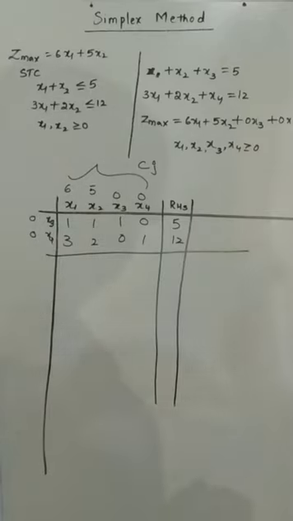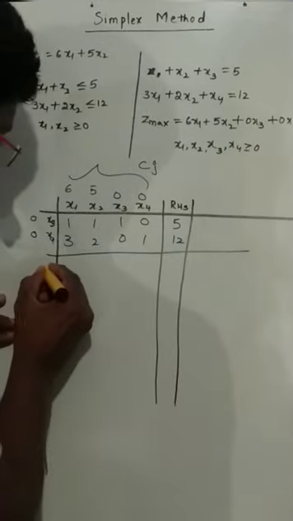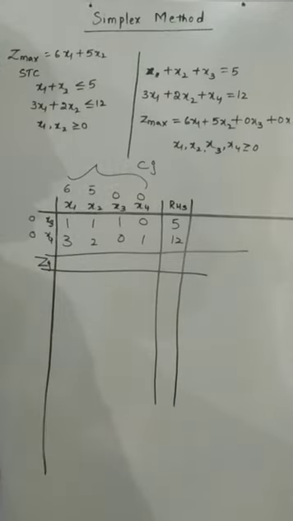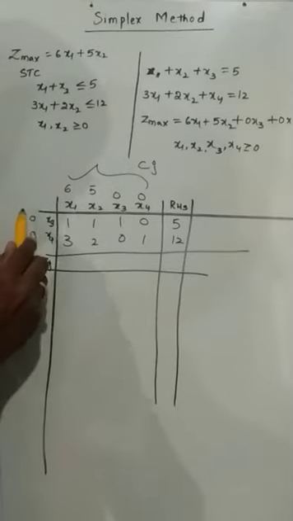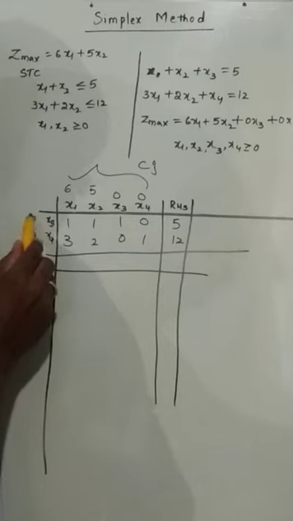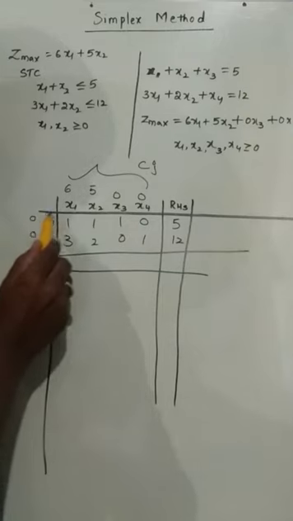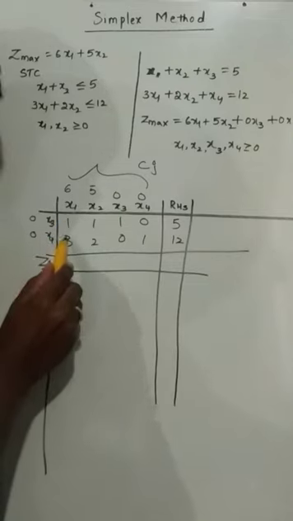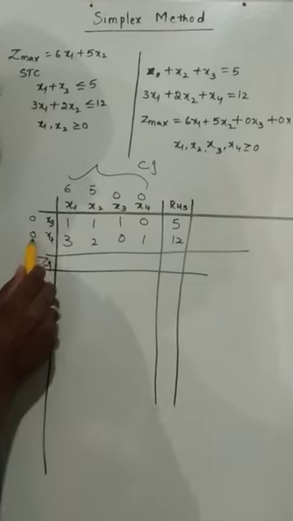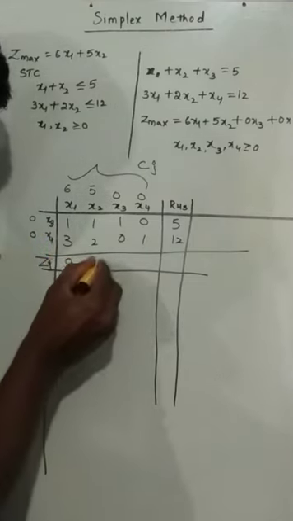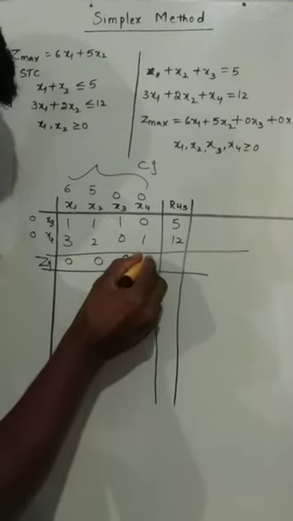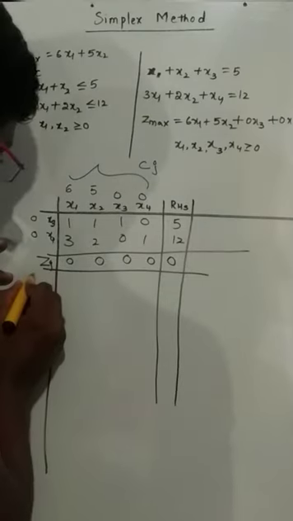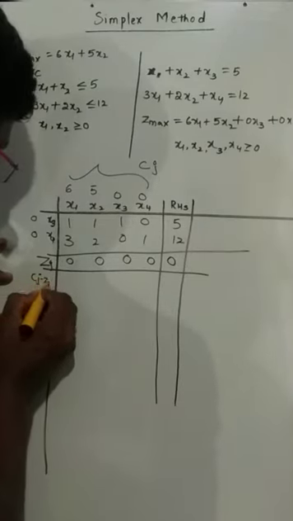Once you write all these values in this iteration, you need to find out Zj after this. What is Zj? How are you finding this Zj? The Zj will be calculated by multiplying the coefficient of x3, 0 into 1, plus the coefficient of x4, 0 into 3. It will give 0, 0, 0, 0. After finding Zj, in the next step, you have to find out Cj minus Zj.